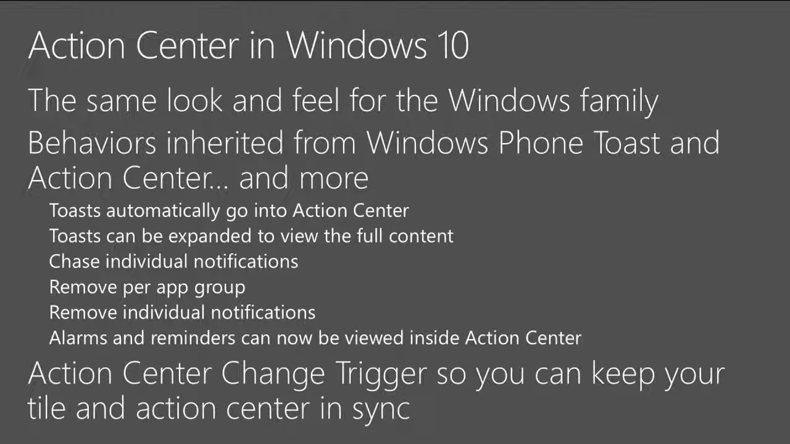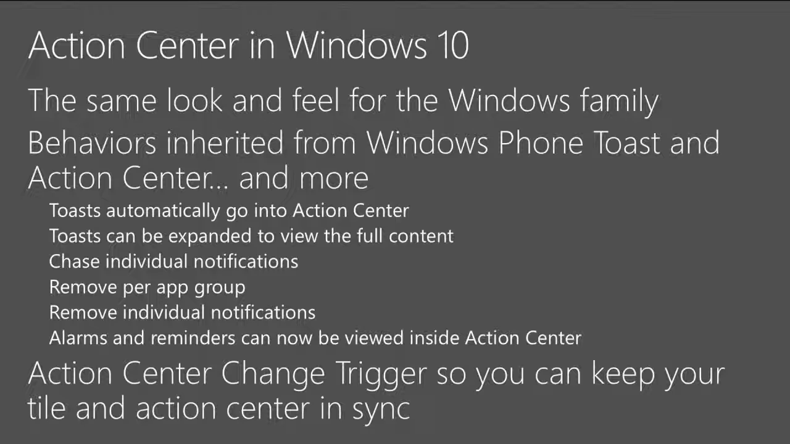What we can do, all the toast, even for your existing classic Windows apps, will end up in the Action Center. We can extend those to show the full text. We can chase and dismiss individual notifications now as well, or per group. Alarms or reminders will be there. We have actionable toast, so you get a text message and you can immediately reply in this message and send it. So without even starting your app in the foreground, you can still interact with your application.